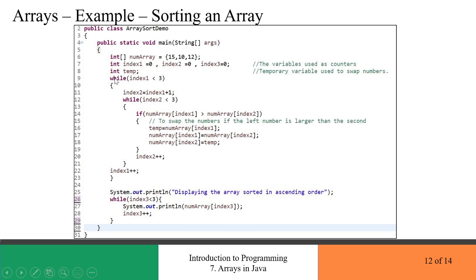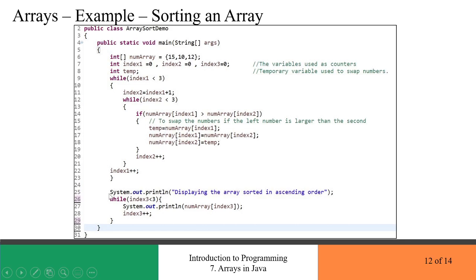Let us start the loop. Initially, index 1 is assigned to 0, so it points to 15. Index 2 must point to the element to its right. Thus, index 2 is assigned the value index 1 plus 1. The values of both these numbers are compared. If the values are not in order, that is, if the first element is greater than the second element, they are swapped using a temporary variable.